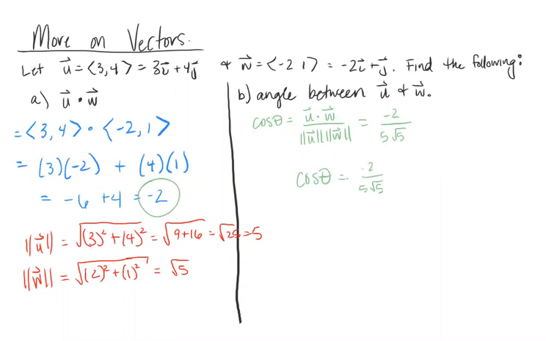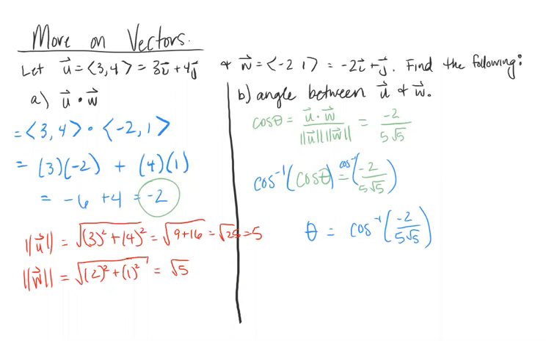We don't want the cosine of the angle, we want the angle. So we're going to take the cosine inverse on both sides. That'll give us theta on the left, and on the right we'll have cosine inverse of negative 2 over 5 root 5. And we'll use a calculator.